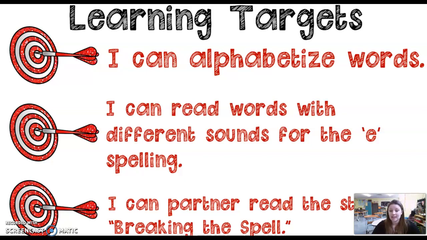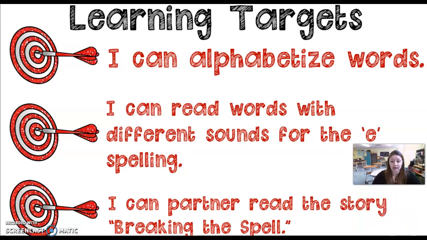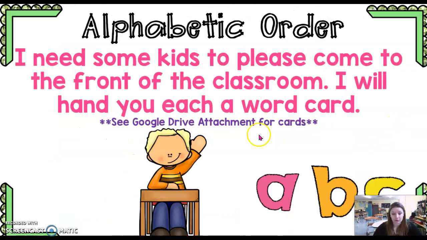Now, we practiced yesterday or a couple of days ago, we practiced the letter A spelling. We're going to do the letter E spelling. Unit 5 focuses a lot on vowel sounds and spellings. And then you are going to be reading the story, Breaking the Spell, and answering some questions about that as well on your Google Forms.